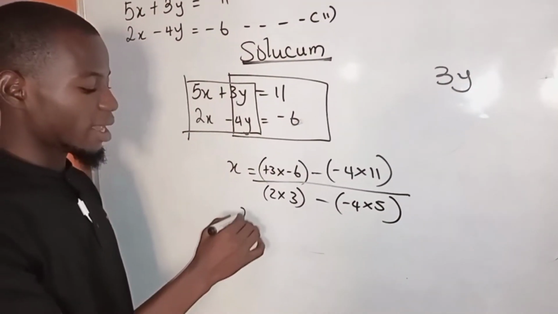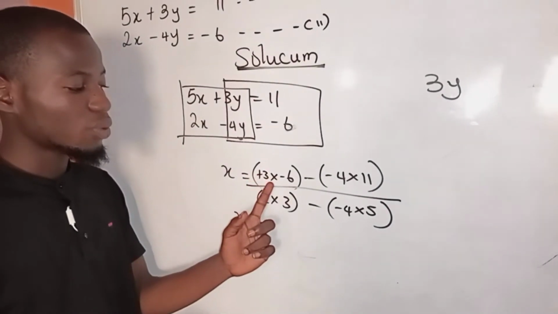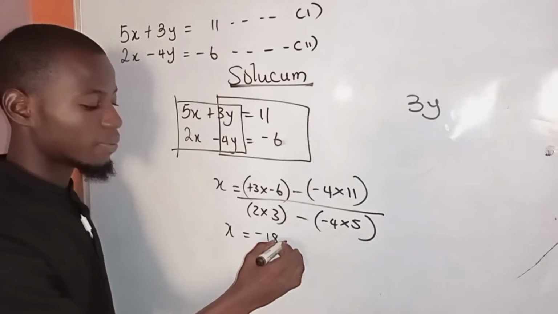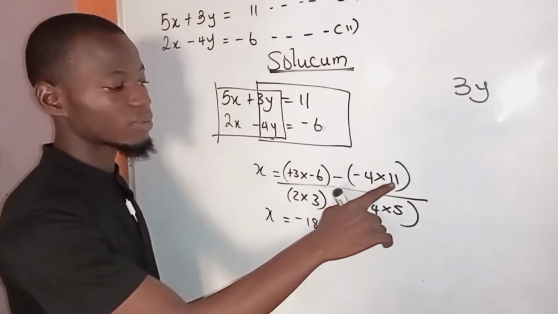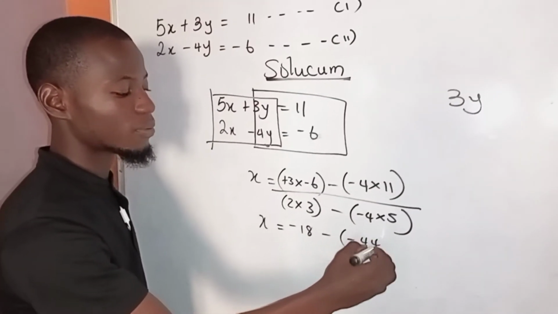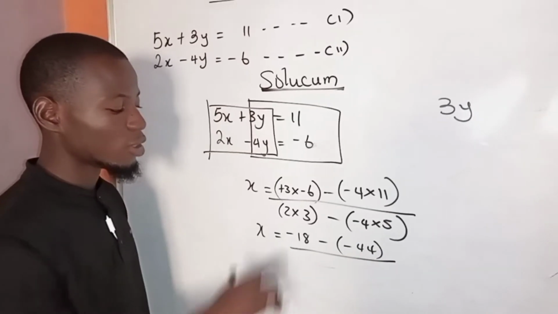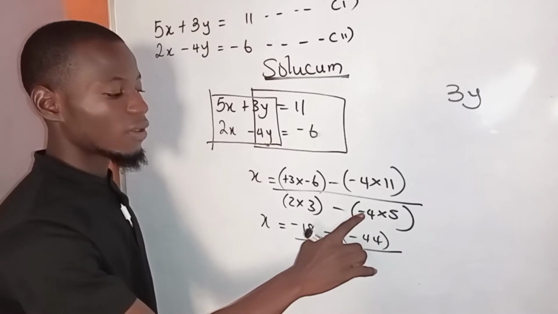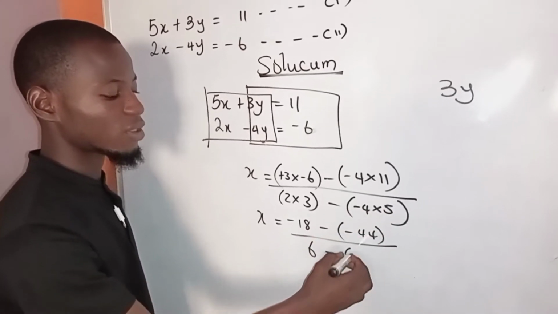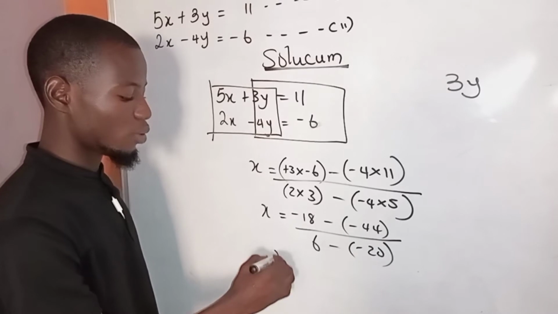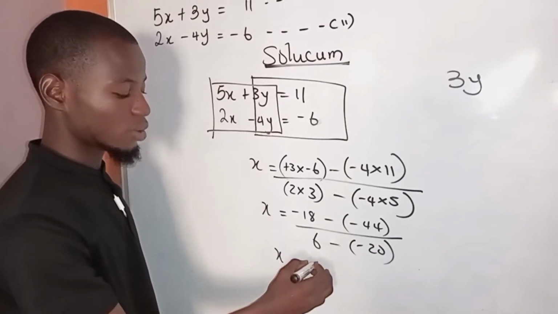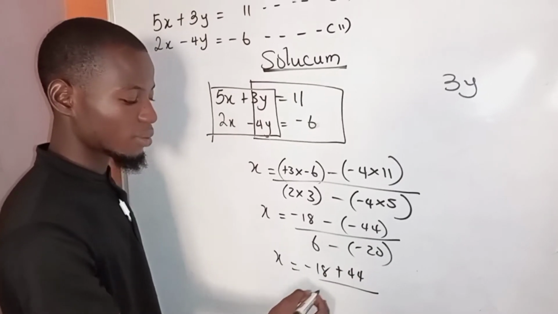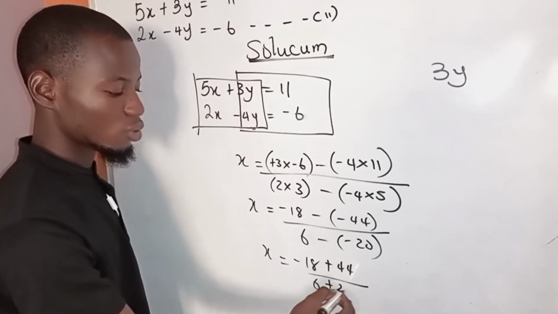So we have x equals to, what is plus 3 times minus 6? That will give us minus 18. Then minus in bracket of minus 4 times 11 will give us minus 44. Close the bracket, all over. 2 times 3 will give us a 6. Then minus in bracket of minus 4 times 5 will give us minus 20. So what do we have? x equals to minus 18 plus 44 all over 6 plus 20.